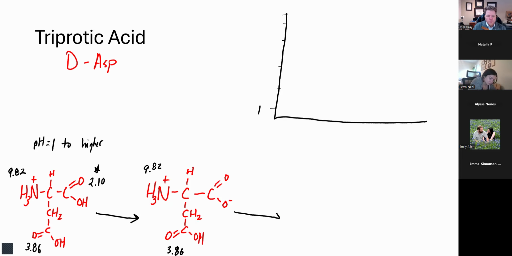Now I'm going to draw another arrow, which is going to take me to my next form of my molecule. And the next group that I'm going to deprotonate with the addition of more strong base is going to be my R group.